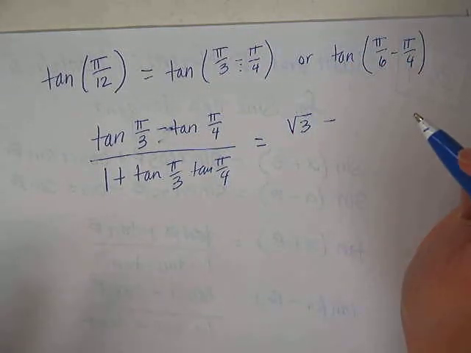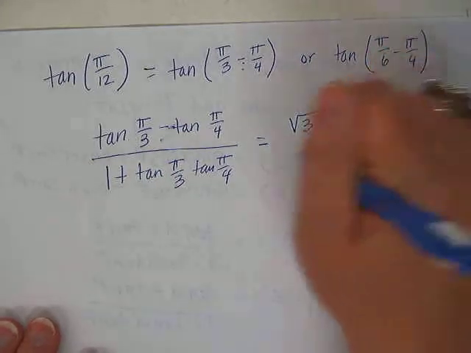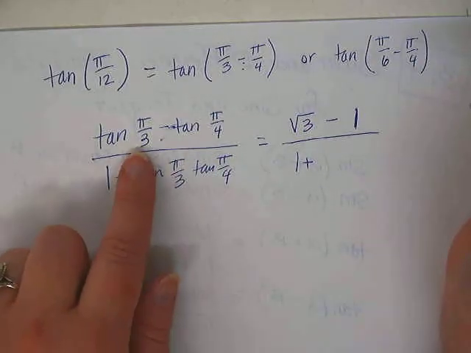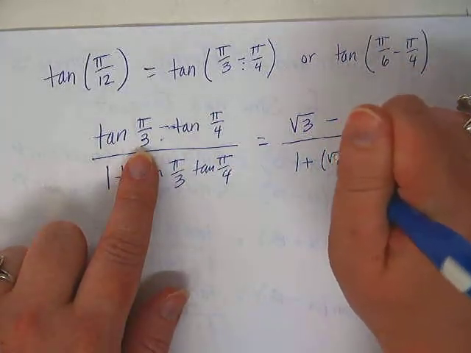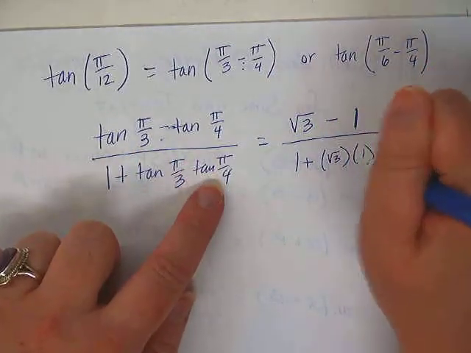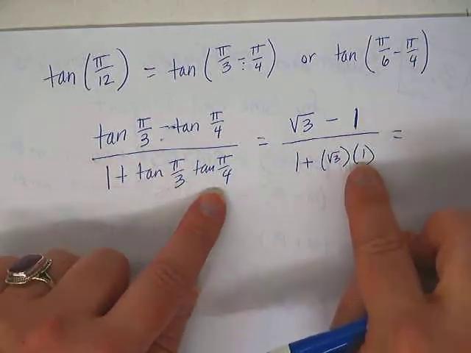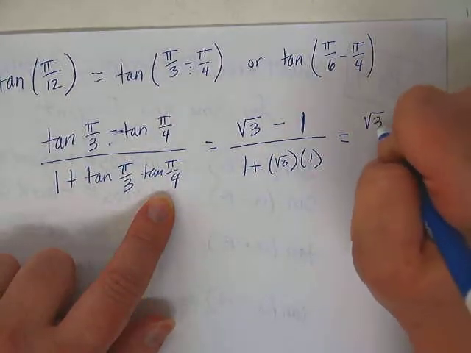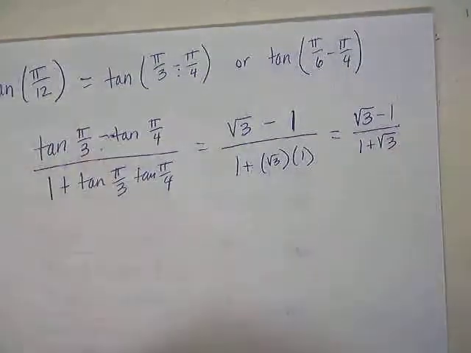Okay, so tangent of 60, square root of 3. Tangent of pi fourths, tangent of 45 degrees, 1. Okay, and then those same exact values get used again. So we already found the tangent of pi thirds, which is square root of 3. And we already found the tangent of pi fourths, which is 1. So once we found those numbers once, we just use them again.